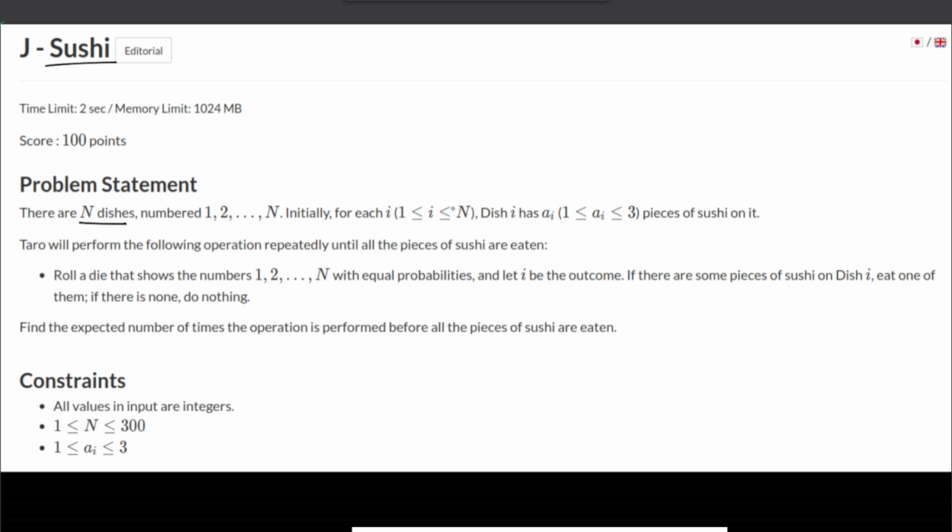Initially, for each i from 1 to n, the ith dish has a_i pieces of sushi on it. So a1, a2, a3 up to a_n will be the counts of sushi on the ith plate.